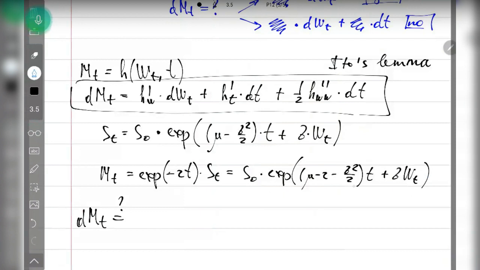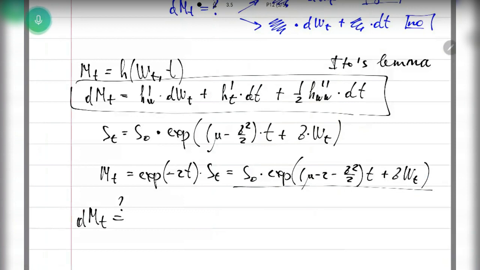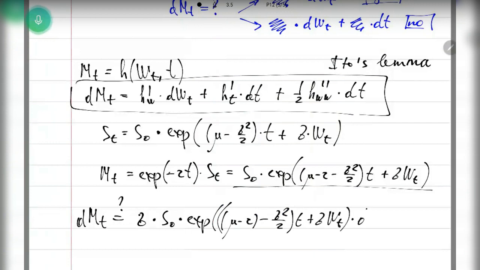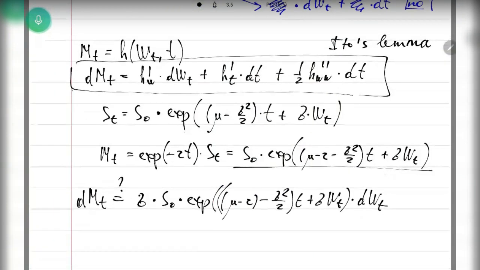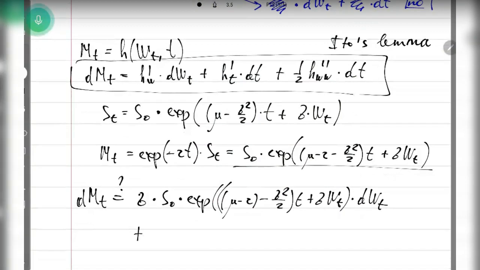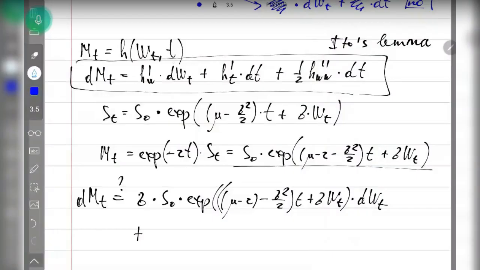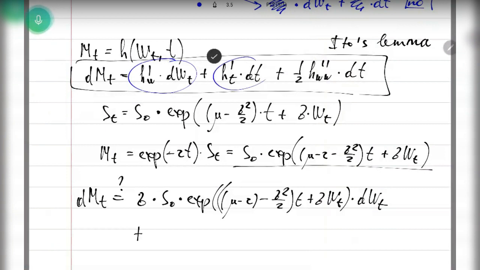First, the derivative with respect to W. The derivative with respect to W is just sigma times all these big stuff: exponent of (mu minus r minus sigma squared over 2) times t plus sigma Wt, times dWt. Plus, the second term I need. So I calculate these three terms. The first one is calculated.